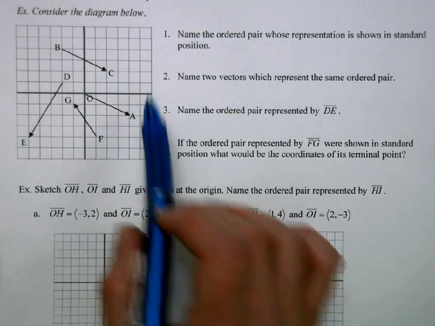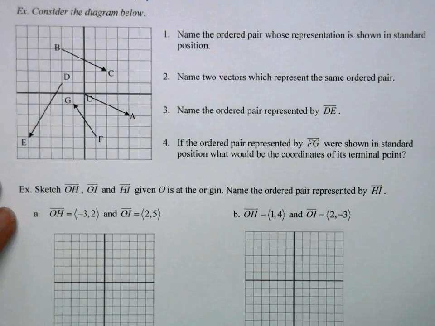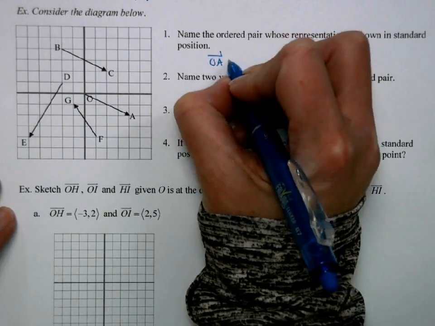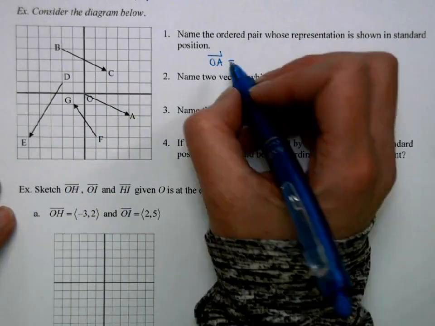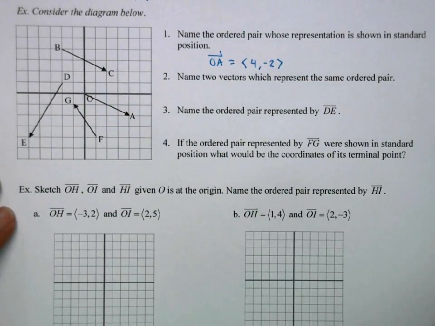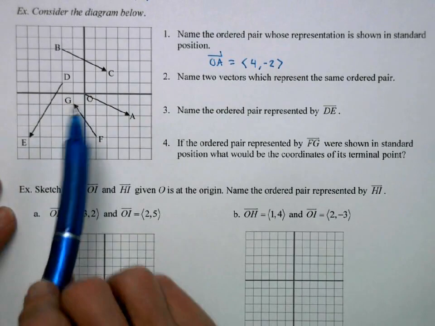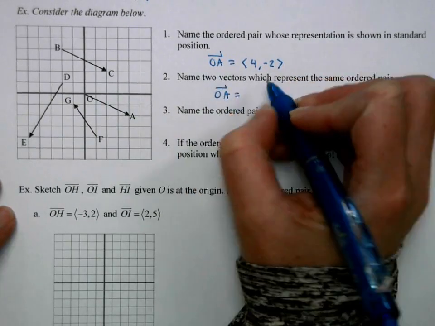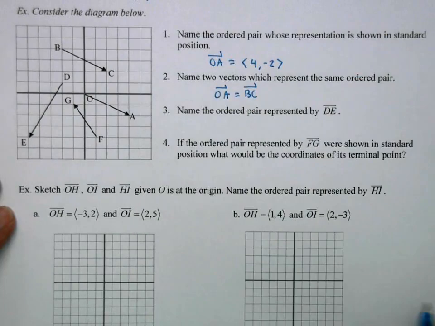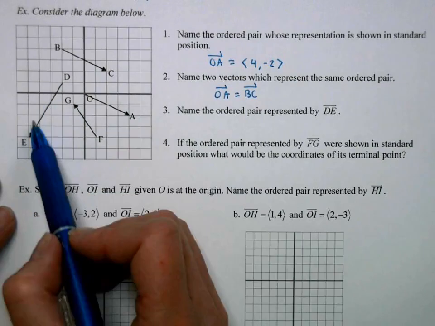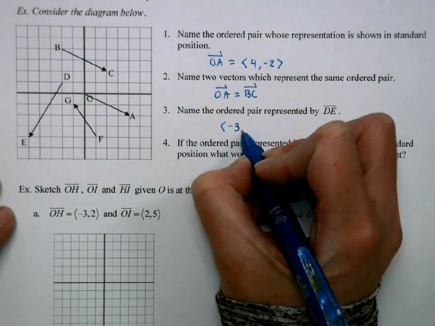All right, so we've got this diagram here. We're going to name the ordered pair whose representation is shown in standard position. So that's going to be OA, and it goes over 4 down 2. So its ordered pair is going to be <4, -2>. Two vectors that have the same ordered pair. So looking at our diagram here, this vector and this vector are equal. So OA is equal to vector BC. Ordered pair for DE, we're going back 3 and down 5. So we'll have <-3, -5>.